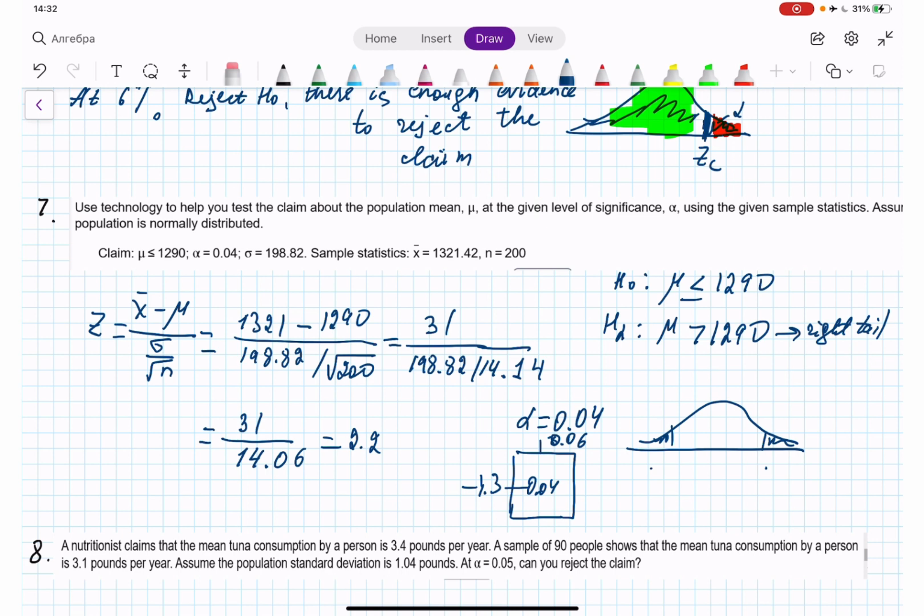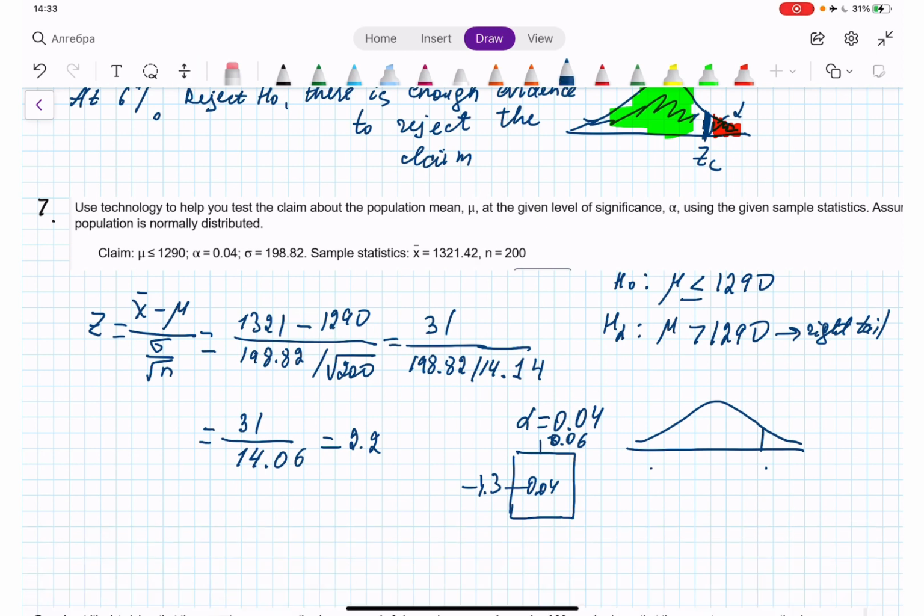But this is for the left tail, and because we have only the right tail, I'm getting the value of the left tail and flipping the sign. Instead of negative, I get positive. So my Z critical is going to be positive instead of negative because I have only the right tail. So my Z critical is positive 1.36. Okay? All right.